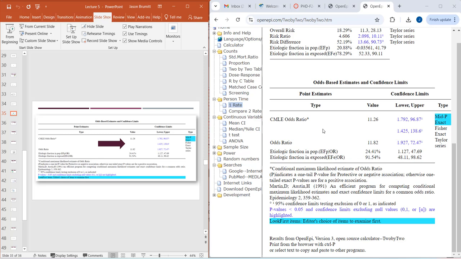Now, which one would you use, odds ratio? Yeah, it doesn't really matter. Sometimes the editors may choose one. They may suggest using one odds ratio versus the other odds ratio. Both of them here, 11 point something.